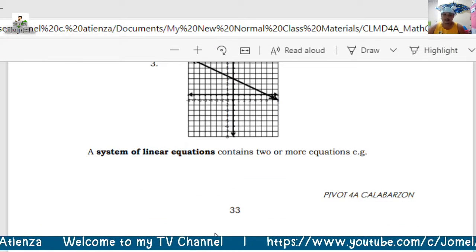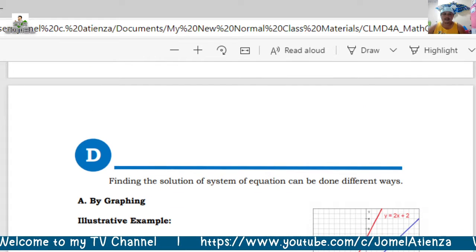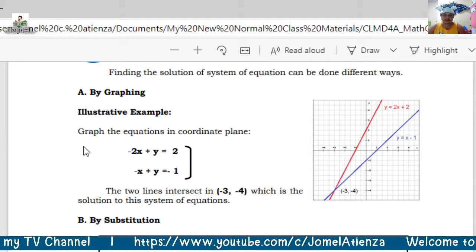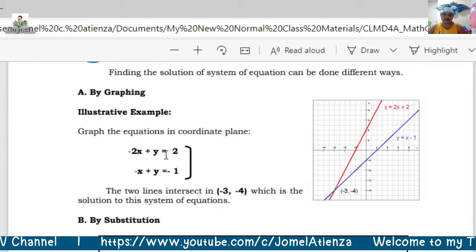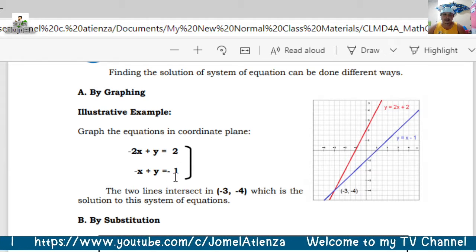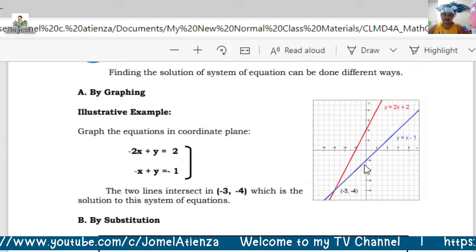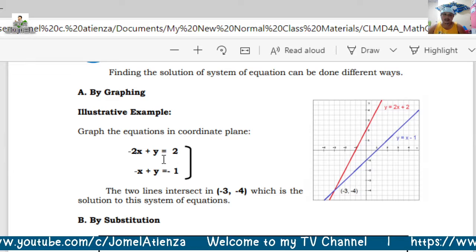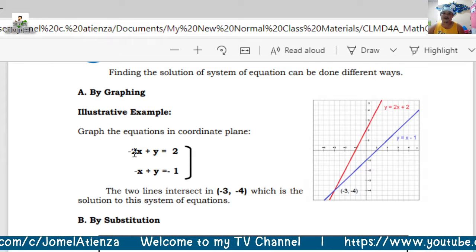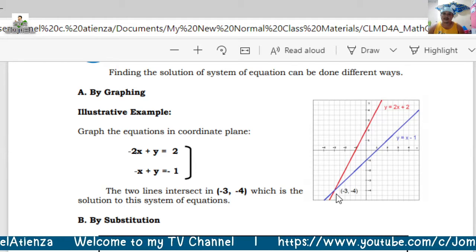Okay, so let us proceed to our lesson. So in our lesson class, we can solve the system of linear equations by graphing. So for example, for number one, graph the equations in the coordinate plane: negative 2x plus y equals 2, and negative x plus y equals negative 1. Okay, so as you can see, ito po yung ating graph. Dinaanan na po natin last time kung paano tayo mag-graph. Pinakamadali yung ating general equation. Okay, so atin muna siyang i-rewrite into slope-intercept form para mas madali tayo makapag-graph.